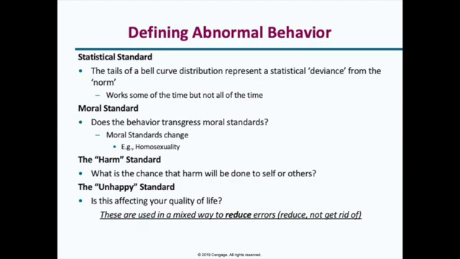A downside of using a moral standard for abnormality is that moral standards change. For example, regardless of how accepted homosexuality is in today's society, it was at one time the consensus that homosexuality was immoral. In fact, it was considered abnormal enough to be diagnosable up until 1973. That's 2 years after I was born. Humans are weird. The harm standard.